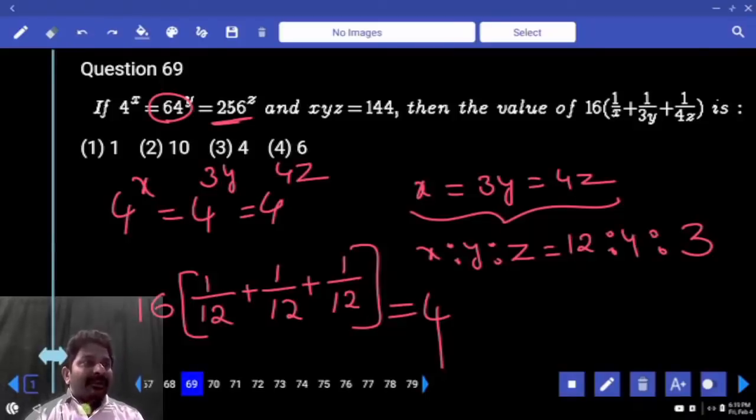When you have information in equation format to calculate values ratio, we need to go for inverse ratio.